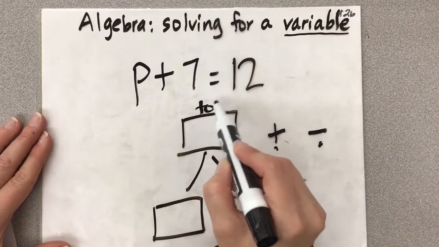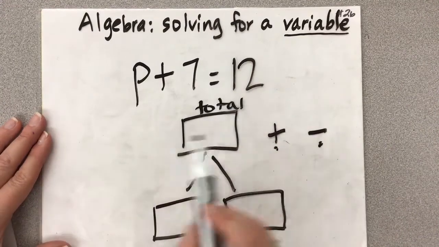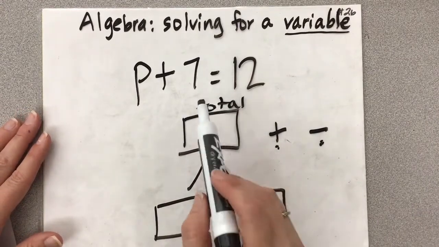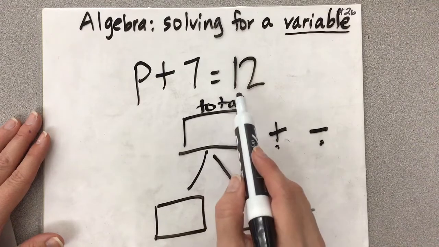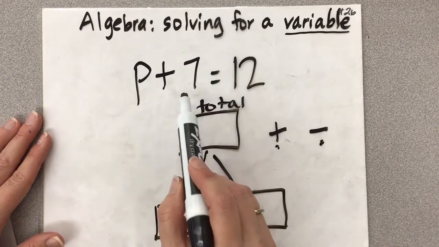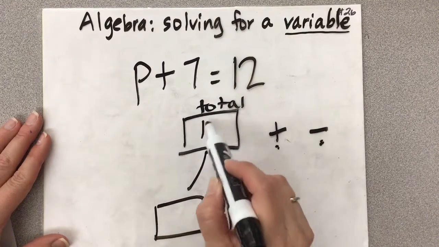Our total always goes at the top of the model. And the total is going to be the largest amount possible that I end up with. I do know that the largest amount possible I end up with is going to be 12, because I know that in order to put P and 7 together, I get 12. So 12 is the most I'm going to have.